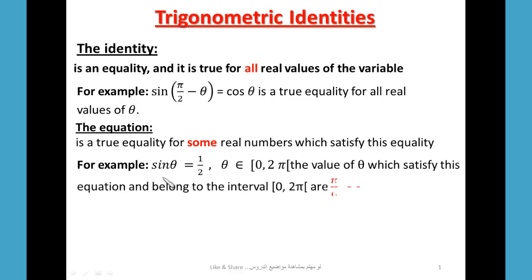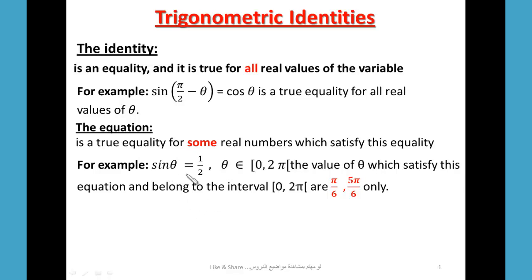For example, sine theta equals half. It's true only for the values of pi over 6 and 5 pi over 6. Note that theta belongs to this interval 0 to 2 pi. So there is a difference between the identity and the equation. The identity is always true for all values of theta. But the equation is true for some values of theta, which satisfy this condition.